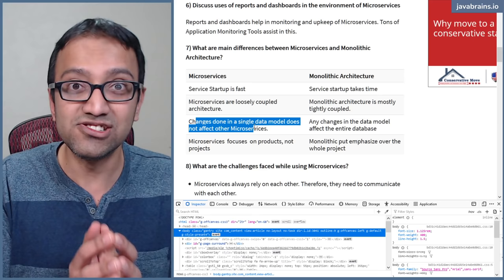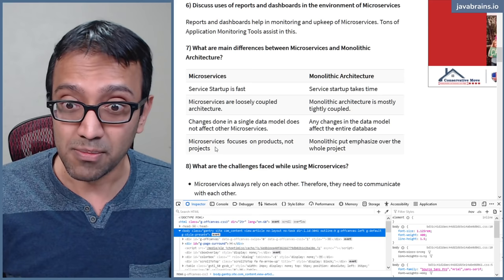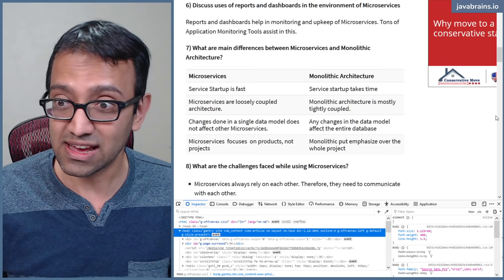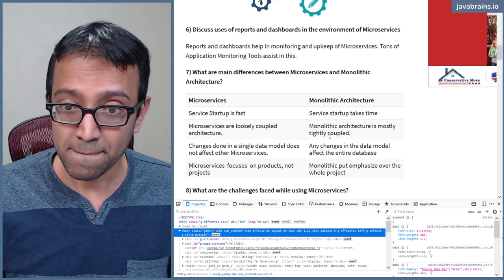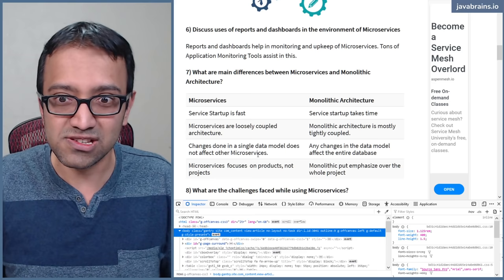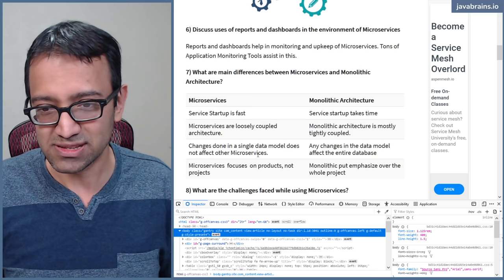And it's not just about the data model. "Microservices focuses on products, not projects. Monolith puts emphasis over the whole project." I didn't understand that. This is crazy stuff. No, I don't know what that means. Maybe they're talking about the domain-driven approach of microservices. I talked about that earlier, right? You basically have problem domains that you carve out and build microservices from. Monolith puts emphasis over the whole project. I don't know what that means. All right, I'm going to move on to the next question.